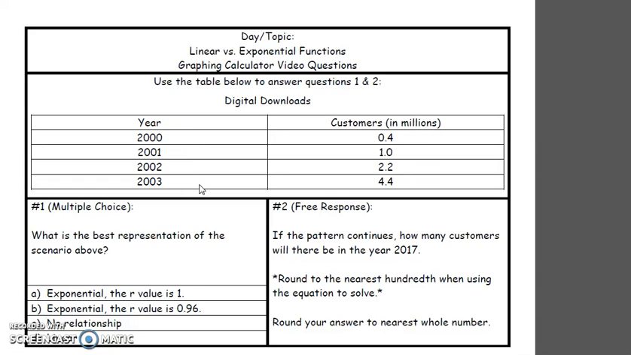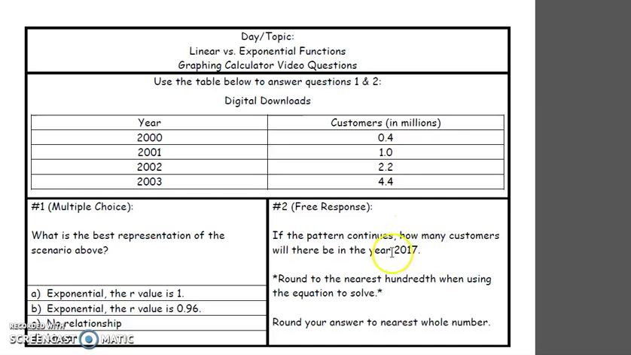Once you do that, find the linear model and the exponential model and look at the correlation coefficient and determine which model is a better fit. Then using that equation, if you determine that it was linear, use y equals mx plus b. If you determine that it was exponential, use y equals a times b to the x to answer question number 2. If the pattern continues, how many customers will there be in the year 2017?